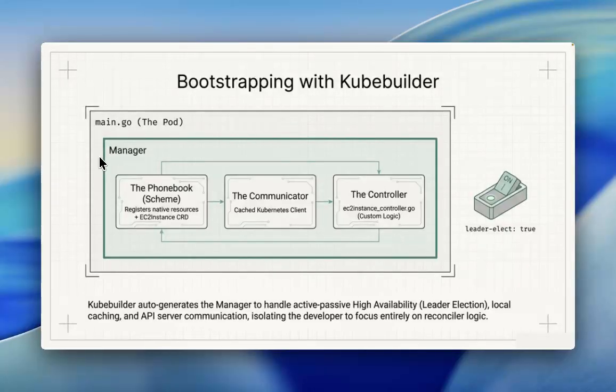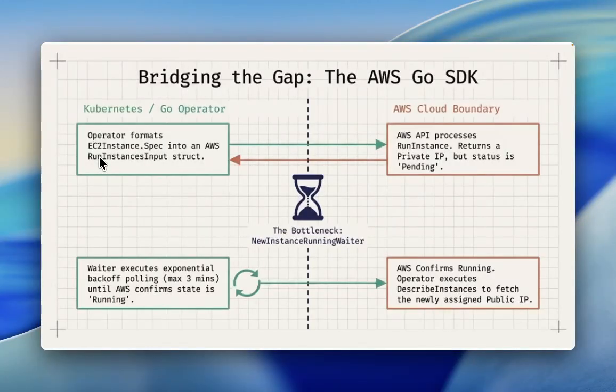So you go to the main.go manager, the phone book, which registers native resources plus the EC2 instance CRD. Then you go to the communicator, which is like a cached Kubernetes client. Then you have the controller, which does the controlling part. Kubebuilder auto-generates the manager to handle active-passive high availability, leader election, local caching, and API server communication, isolating the developer to focus entirely on reconcile logic.